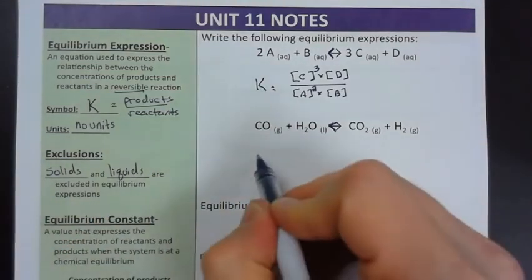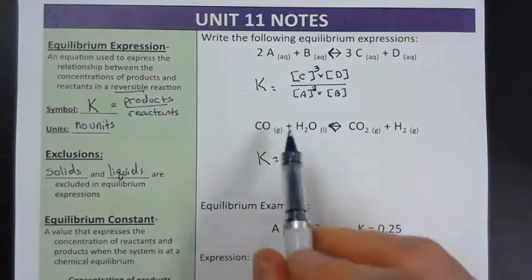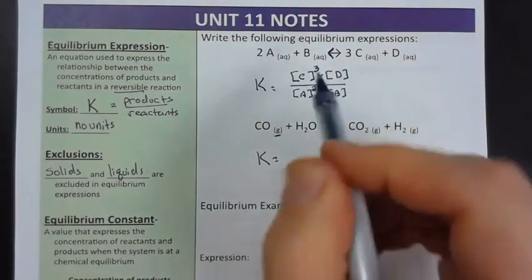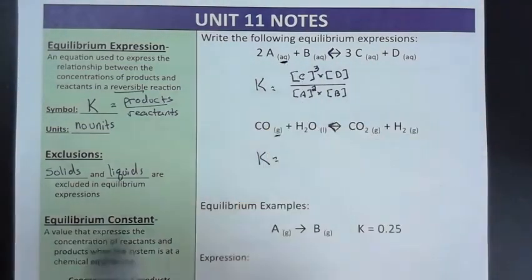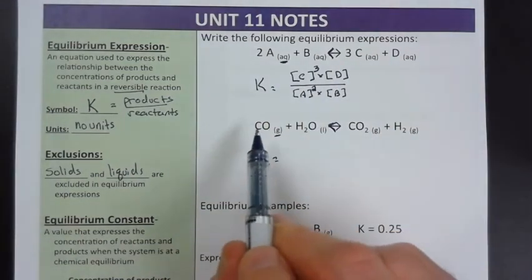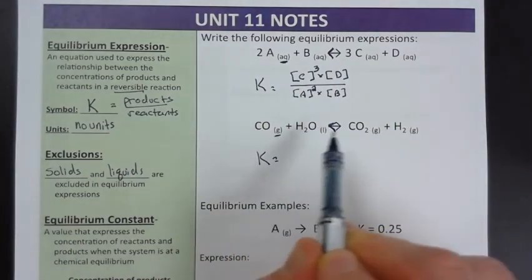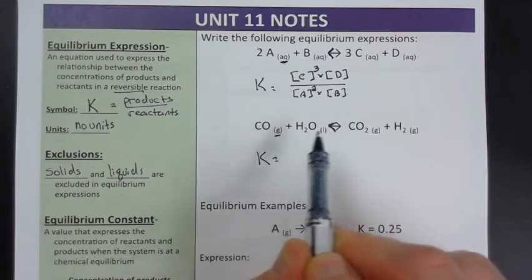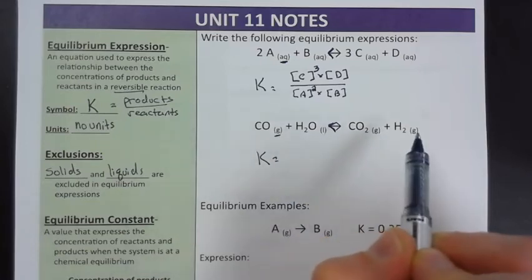So when we write our K expression, anything that is a gas or gets this AQ designation, which means it's dissolved in water or is aqueous as a soluble solution, we're going to include that into our expression. Here, for this equilibrium reaction, we've got a gas, a liquid, and 2 gases.